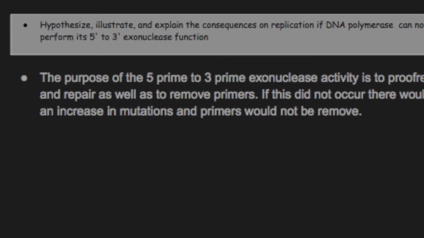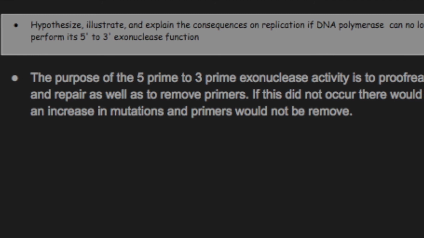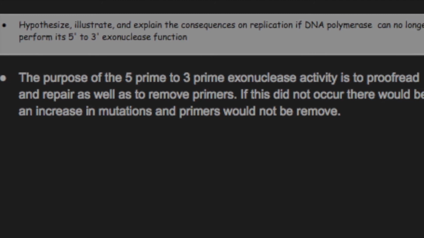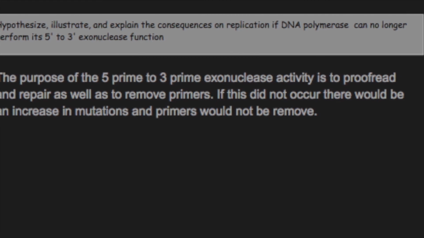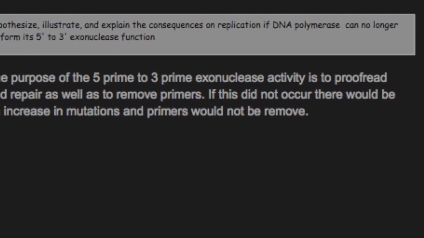The purpose of the 5' to 3' exonuclease activity is to proofread and repair as well as remove primers. If it didn't occur, there would be an issue with the primers not being removed and we would have more mutations.